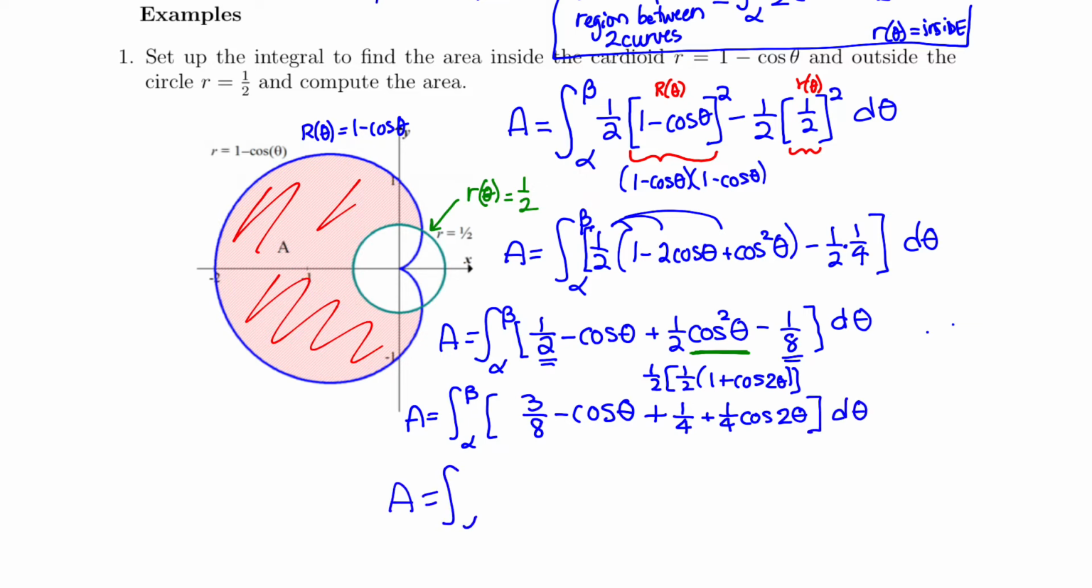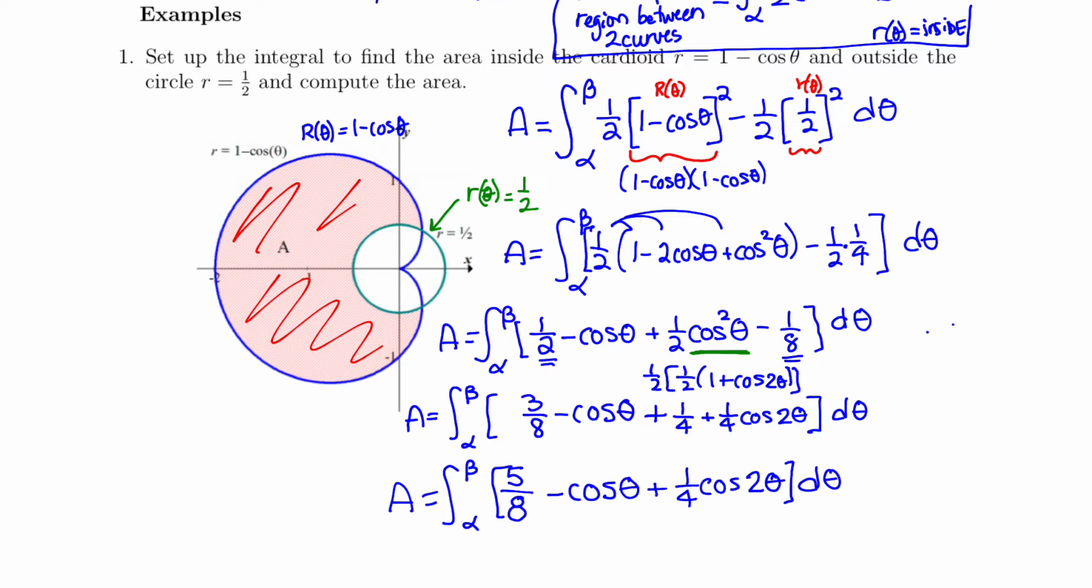I'm going to do one more step and just make it clean. 3/2 plus 1/4 gives me 5/8. Yeah or no? You just said a half. Sorry, plus 1/4. My bad. Somebody's going to have to check my math. It looks right. Let me see. 2 plus 3 is 5/8 minus cosine theta plus 1/4 cos 2 theta.